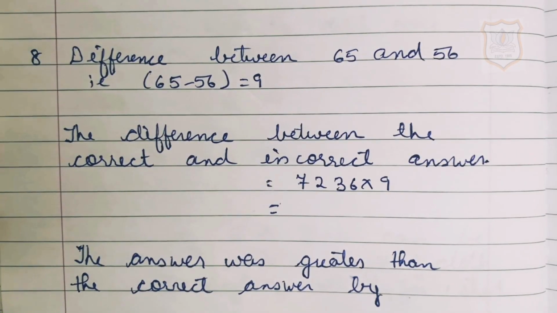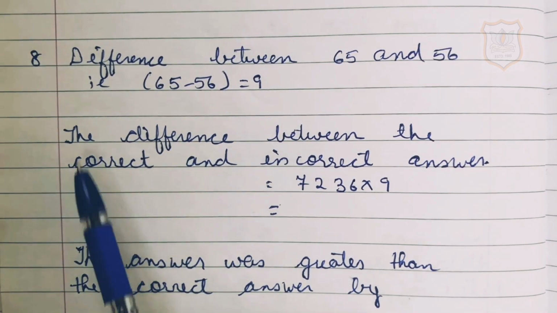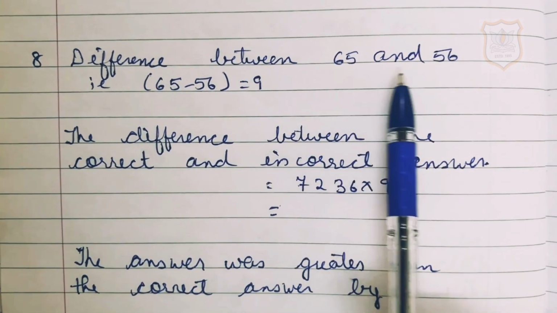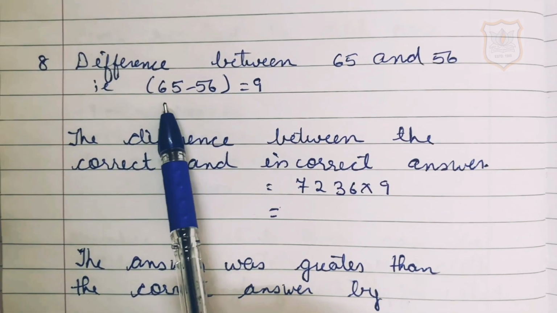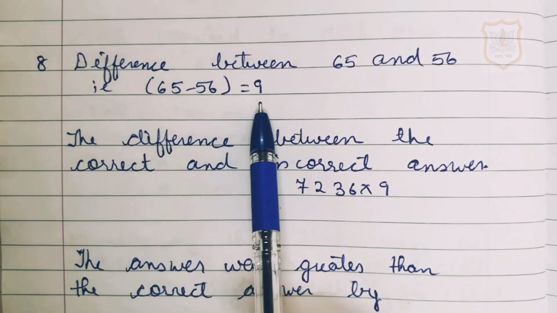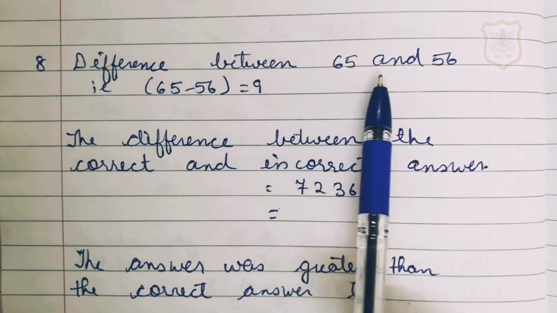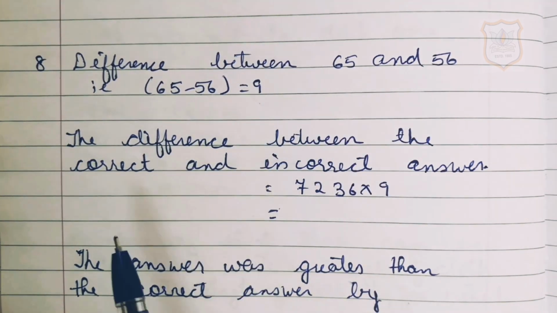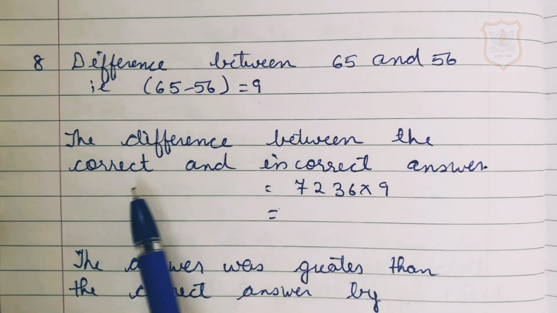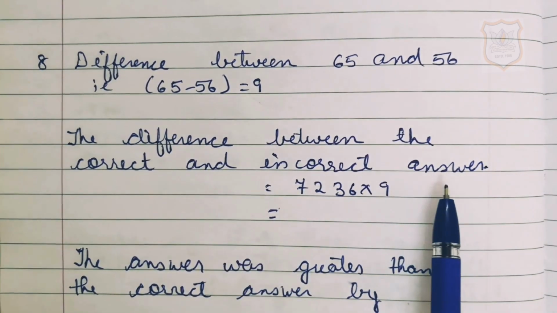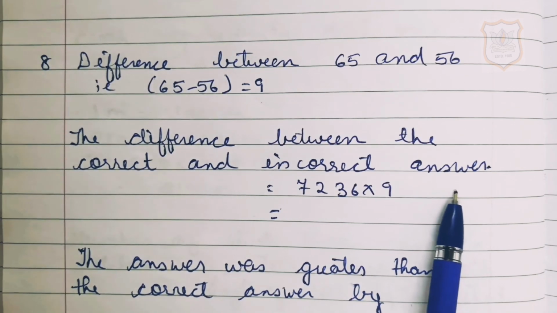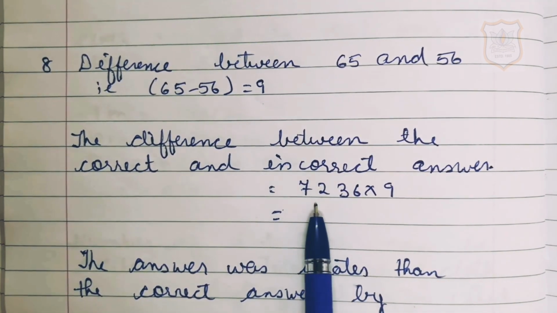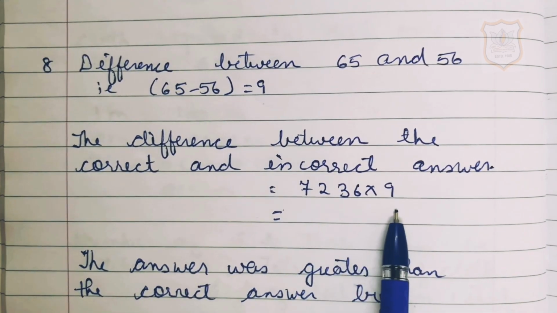Now solution for sum number 8. First you have to find out the difference between 65 and 56. So we will subtract 56 from 65. By subtracting it we will get 9. The difference between 65 and 56 is 9. That is the difference between the correct answer and the incorrect answer. Now we have to find out the difference between the correct answer and the incorrect answer. We will multiply 7236 by 9.